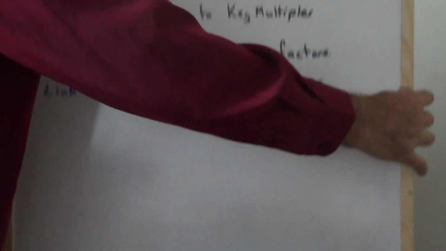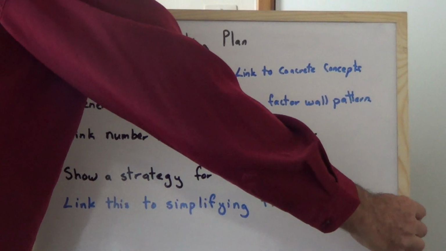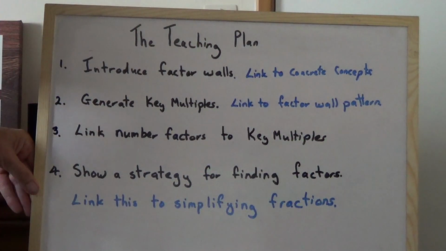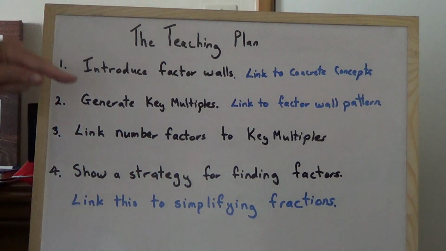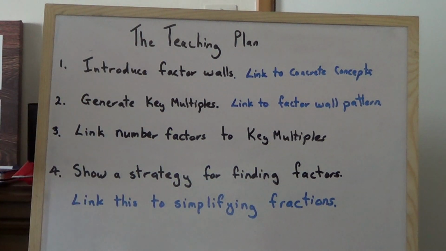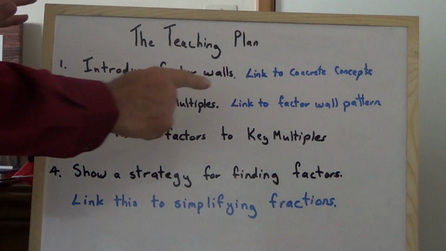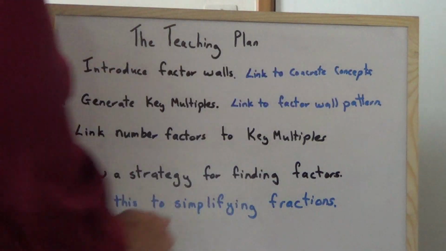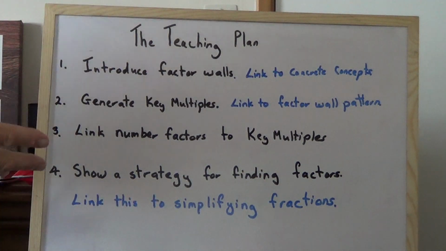Now I'll show you the lesson plan. Make sure it's lined up and pretty well level, I hope. Right, the teaching plan. I'm going to use factor walls, and I'm going to use an example for a start. Find the factors of 12. I'm going to link this to concrete concepts. I've talked about concrete concepts.